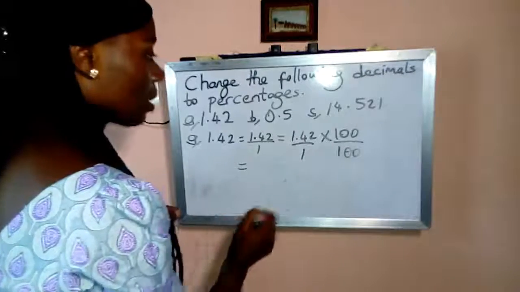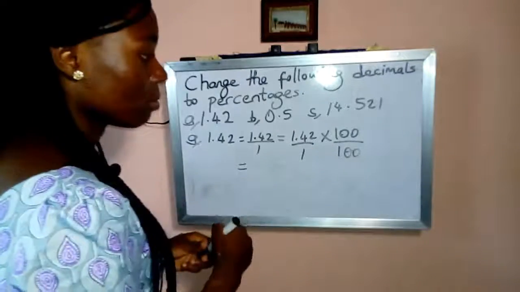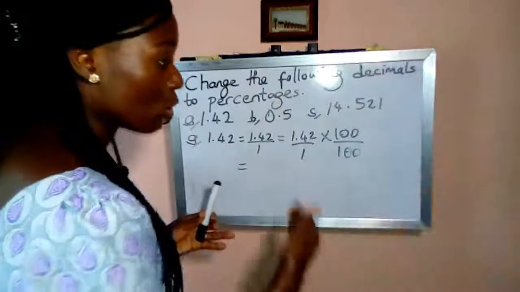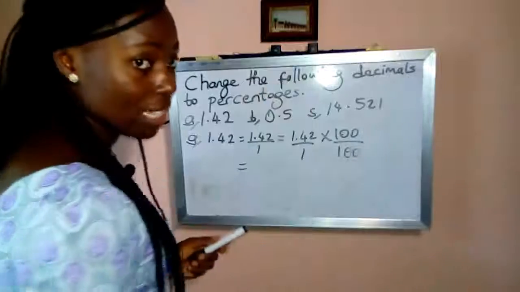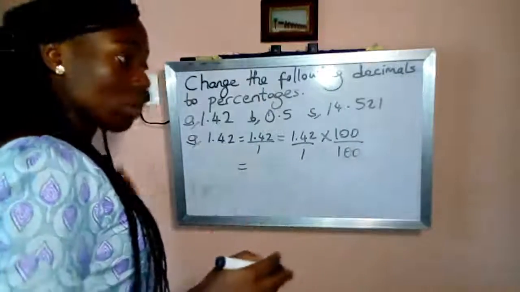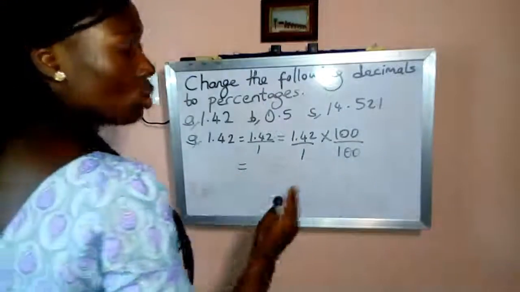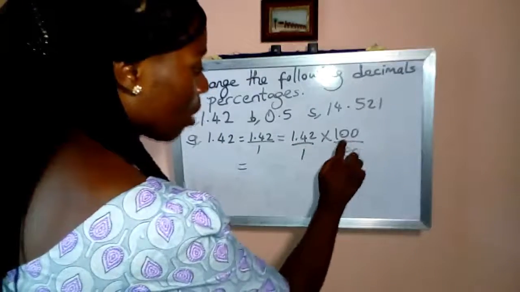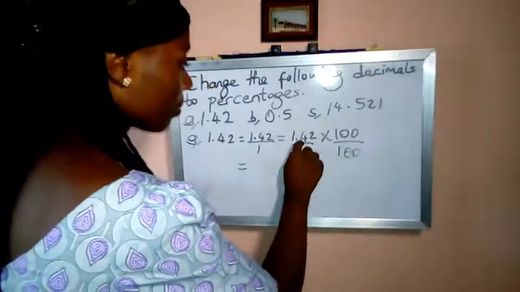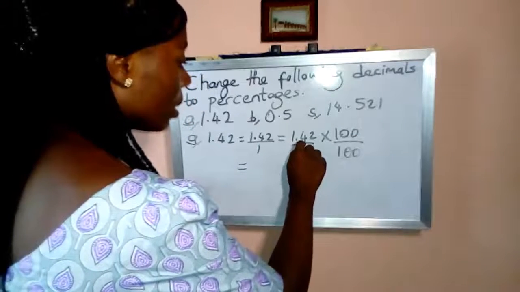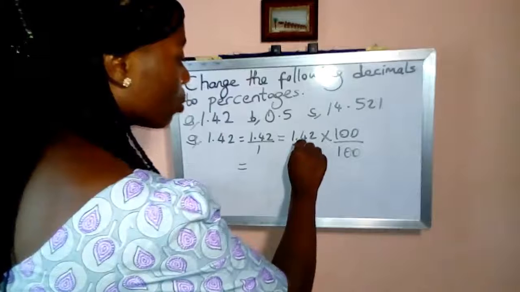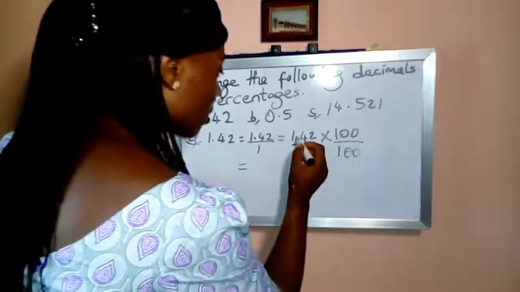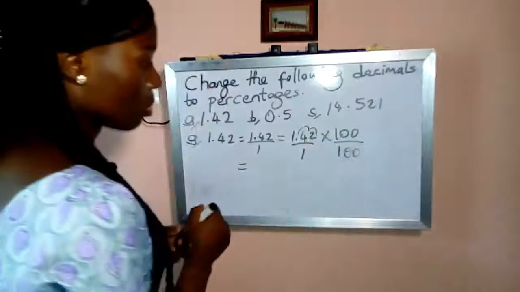So what would that give me? Remember, when you're multiplying by 100, you simply count the number of zeros and you move the number of places of zeros to the right. When you're dividing, you move towards the left. When it's multiplication, you move towards the right. Okay, so we have 1.42 times 100. How many zeros are here? 2. So when I multiply, I'll move 2 places towards the right. I have 1, 2. My decimal point goes to the back of it.